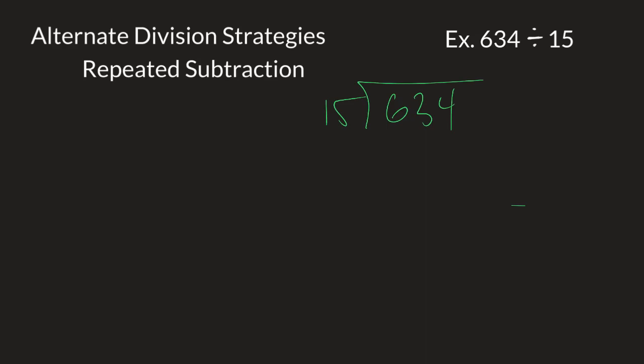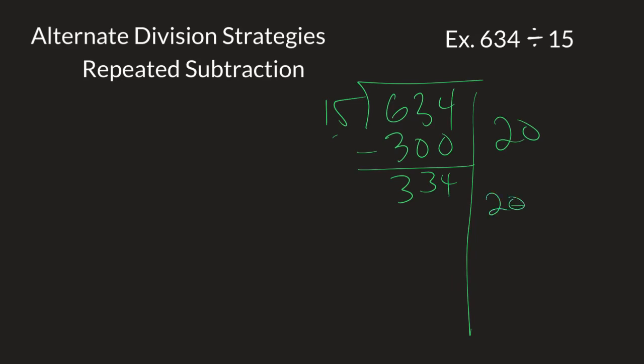I'm going to subtract this by 300. Why? Because 15 can go into 300. How many times does it go into 300? Well, you can go into it 20 times. So let's subtract this. We've got 634. Now, we can subtract it again by 300 because that's the highest possible number that we can think of. And if it's not the highest possible number, that's fine. You just keep subtracting it. So if we multiplied 20 again by 15, we would get 300.